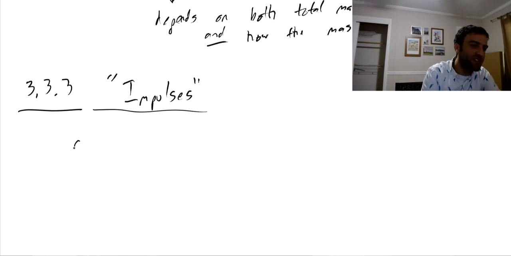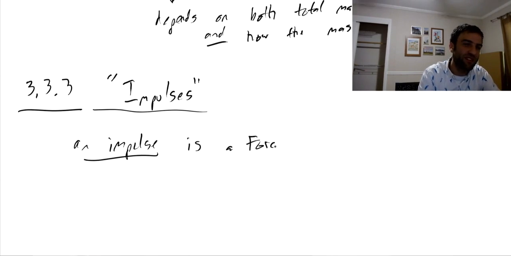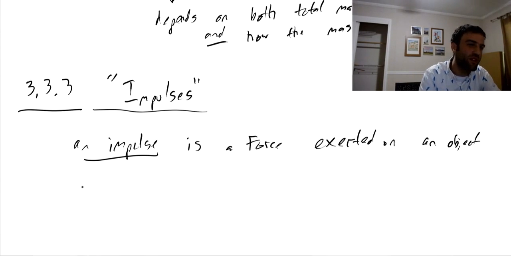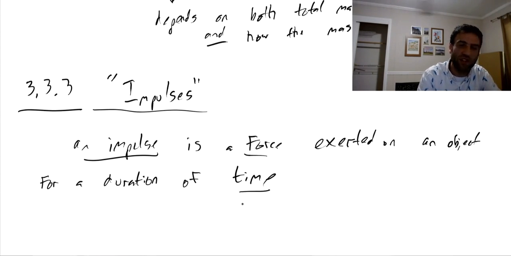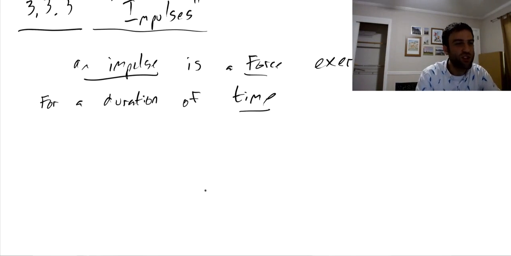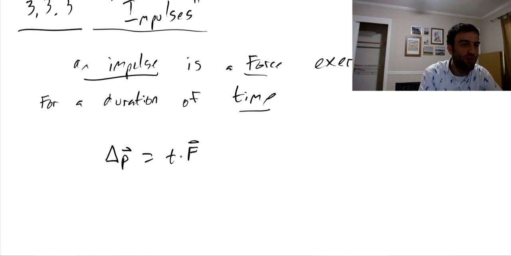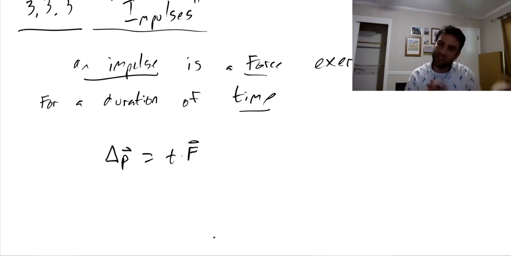And what is an impulse? An impulse is a force exerted on an object for a duration of time. So it's a force over some duration. Okay. So in physics, we often use this symbol, capital Greek letter delta, to mean a change in some quantity. So the change in, say, the linear momentum, delta p, is given by a force, vector F, multiplied by some time, right? So it's the product of a scalar times a vector.